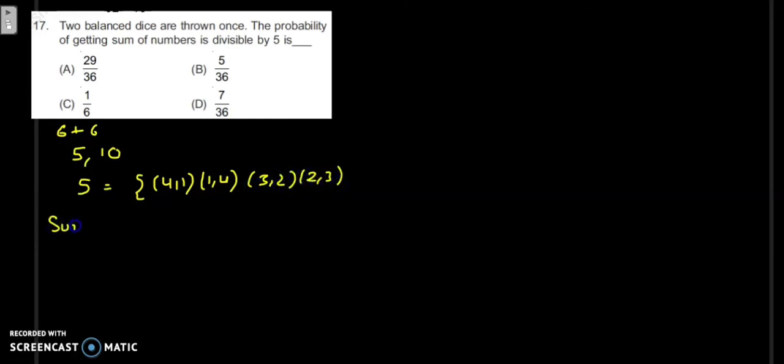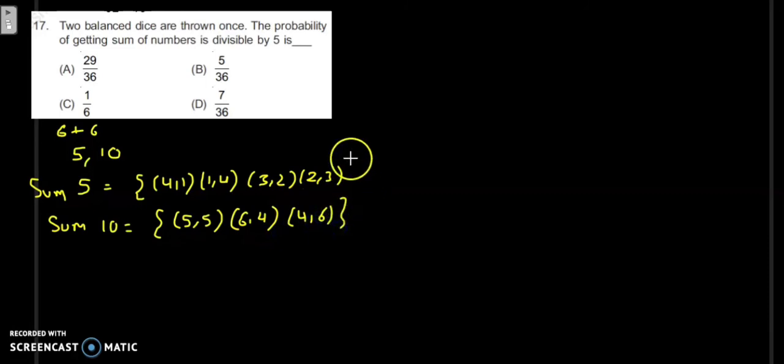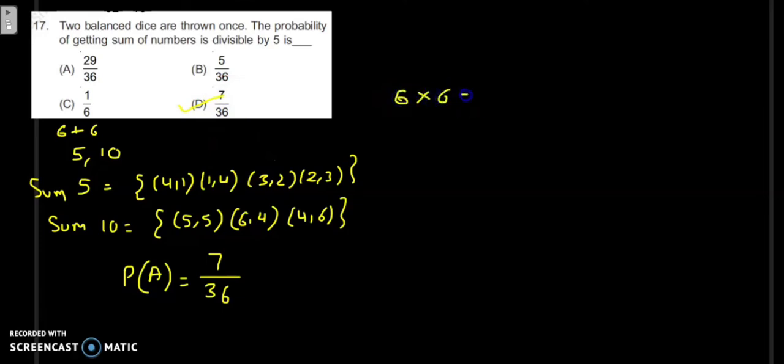And when the sum is 10, then it will be what? 5, 5, okay, then 6, 4 and 4, 6. These are all possibilities. So the probability of this event will be what? Favorable outcomes 1, 2, 3, 4, 5, 6, 7 upon total outcomes 36. Option D is your answer. Total outcomes, because 2 dice are thrown, 6 into 6, 36 will be the total outcomes.